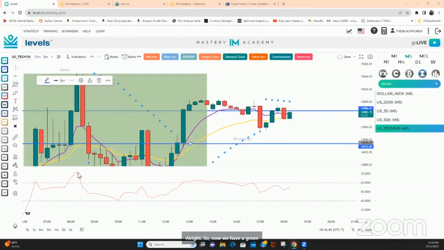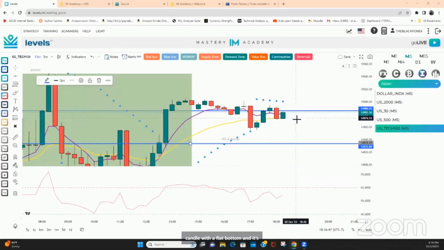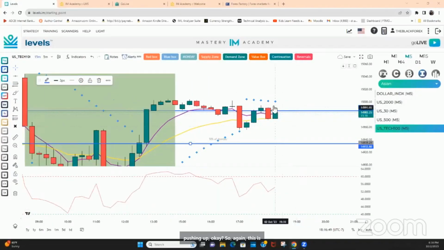All right. So now we have a green candle with a flat bottom and it's pushing up. So again, this is why I'm not getting in this for a sale, because the market is just going back and forth and you want to pay attention to what the market is going to do on the EMA cross. Again, the plus on top means hold up. We're not going to buy this yet. We're waiting. We're looking for a sale. But before we take the sale, yellow needs to be on top. Let me know, do you have a question about that?